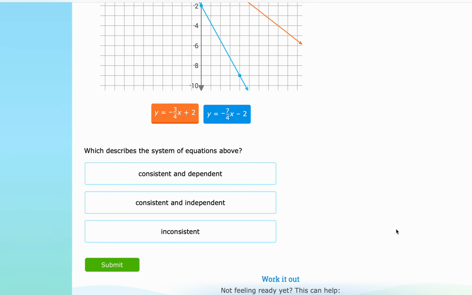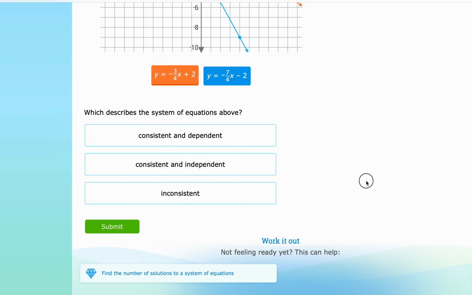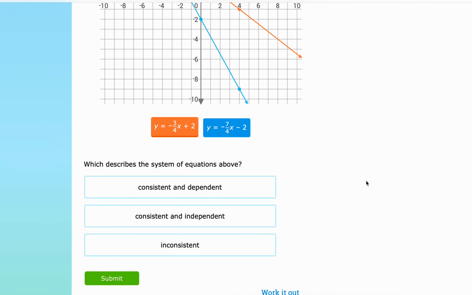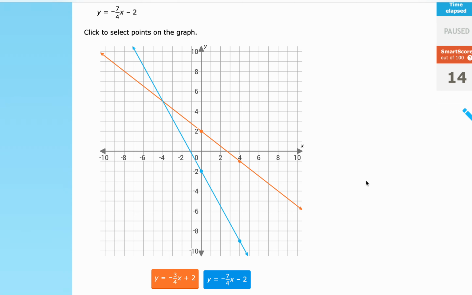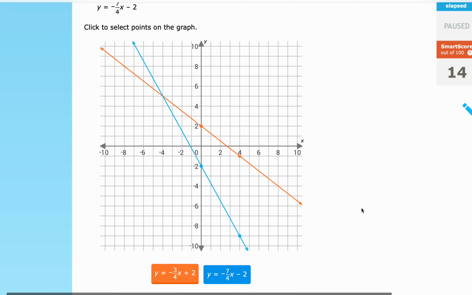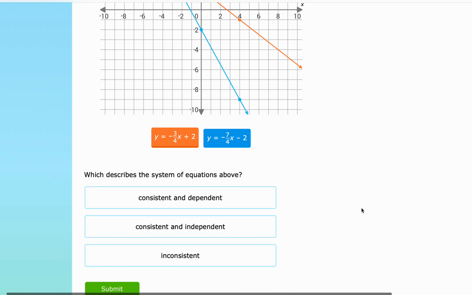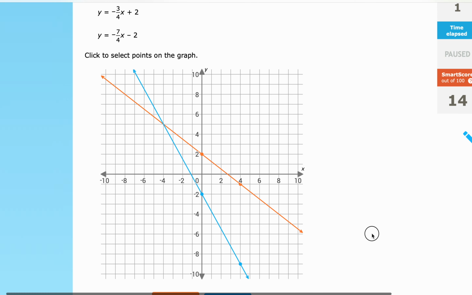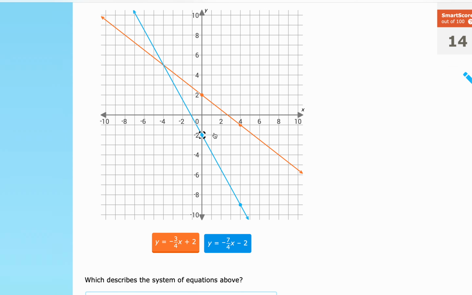So now we're going to determine if it's consistent and dependent, consistent and independent, or inconsistent. Consistent and independent is two lines intersecting at one dot, and it has only one solution. While consistent and dependent is one line, and this has infinitely many solutions. So when you think of consistent and independent, think of it as just having one dot, an independent dot. And consistent and dependent is only if it's just one line.